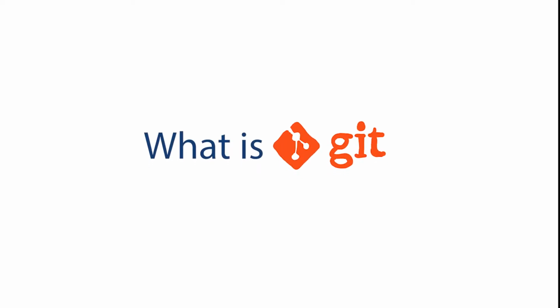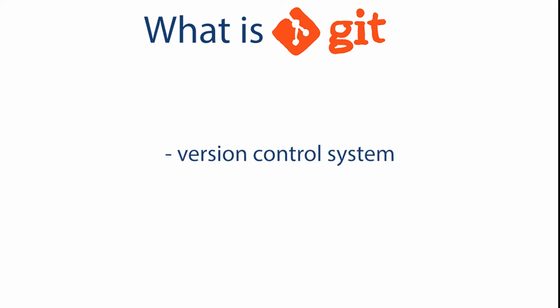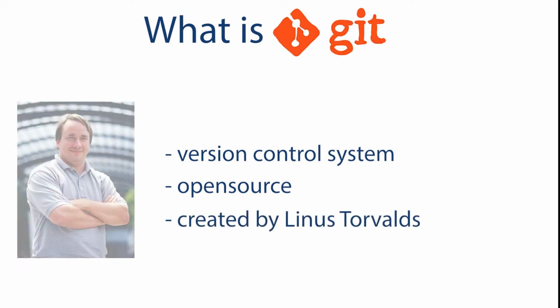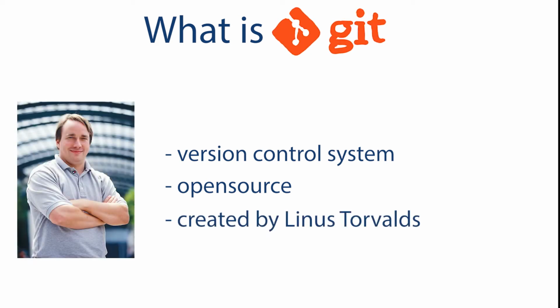Git is a distributed version control system, a tool for managing source code, versioning it, and making it possible for developers to cooperate on one common codebase. It is totally free, open source, and it was created by Linus Torvalds, that guy who made Linux.